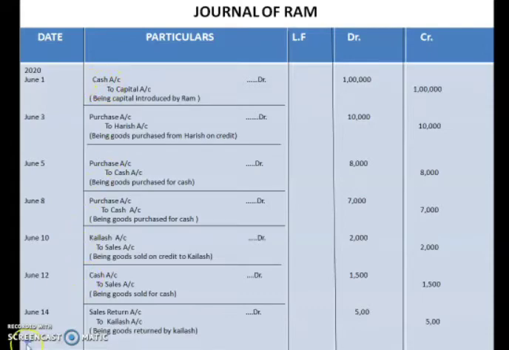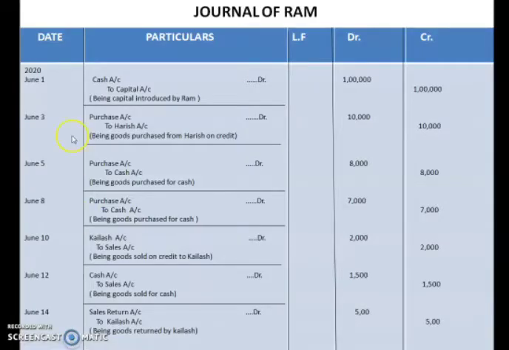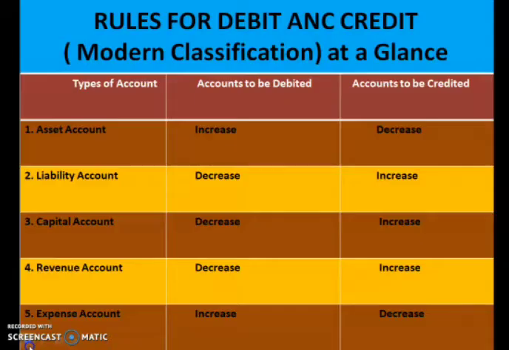You know that cash is an asset. If cash increases, you have to debit it. So the same is done over here. Cash is an asset, it increases, so you debit it with 1 lakh rupees. On the debit side you write 1 lakh. To capital account: he has introduced capital in the business. So here capital is also increasing. Here you can see capital account.